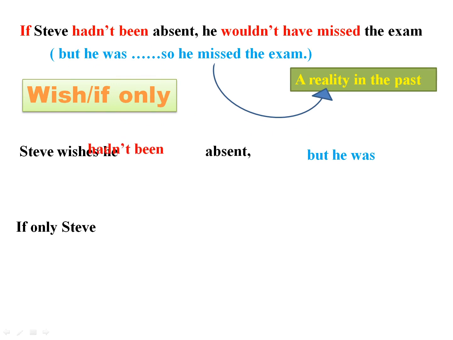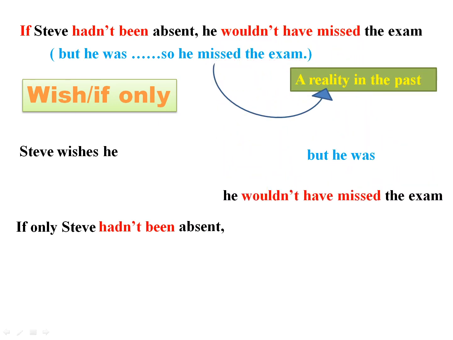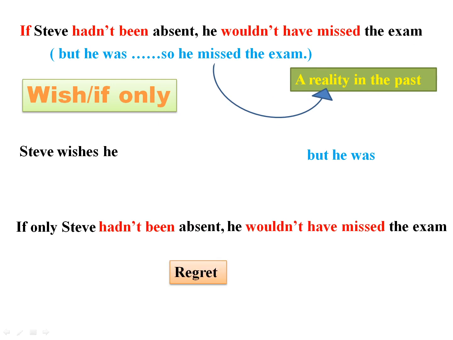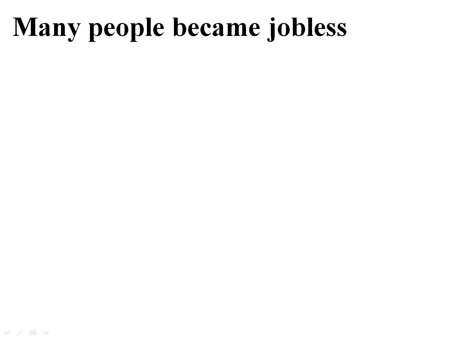With if only, again, it's the same thing. If only Steve hadn't been absent. Again, he was absent. If only Steve hadn't been absent, he wouldn't have missed the exam. Again, it's a regret. Steve was absent and he missed the exam. It's just a regret. Steve regrets what happened. Great. Now we move to another example.